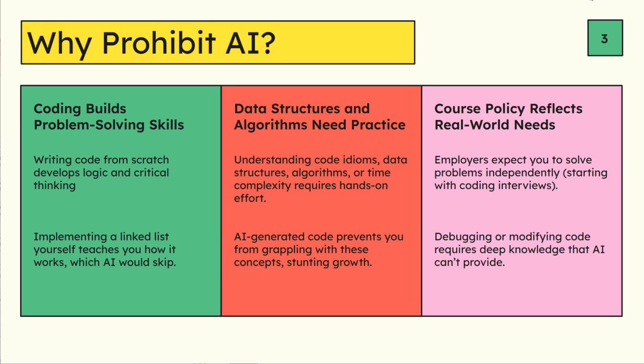And the third reason I prohibit AI is that employers don't want people who can just blindly plug things into AI and then blindly accept those results. They want you to be able to solve problems independently. And this starts right off with the coding interviews. And the reality is most stuff that happens in industry, outside of the very simple boilerplate type code, requires debugging and modifying code using a deep understanding of that code base and of the problem there. And AI at this point is not able to do that independently of a software engineer.